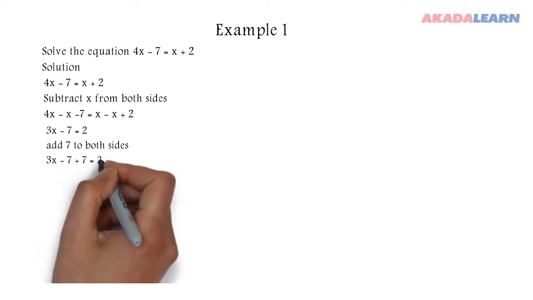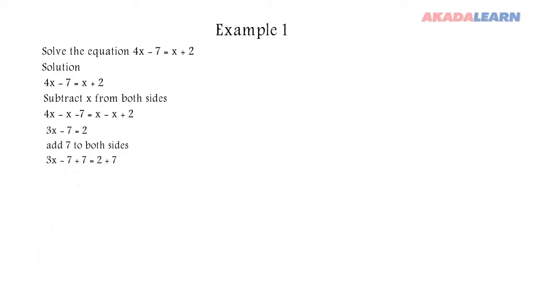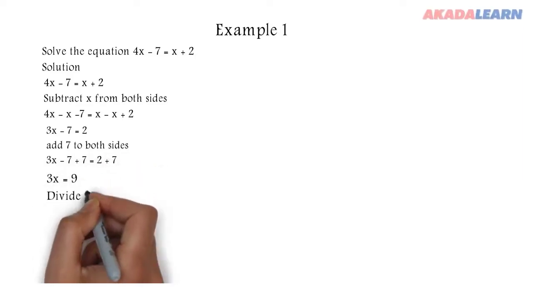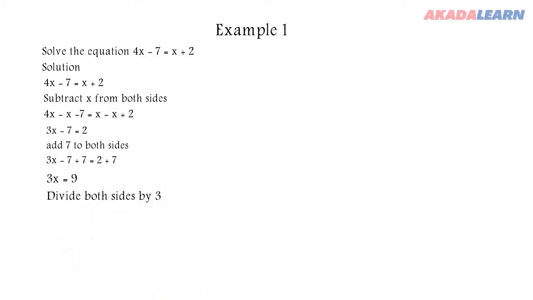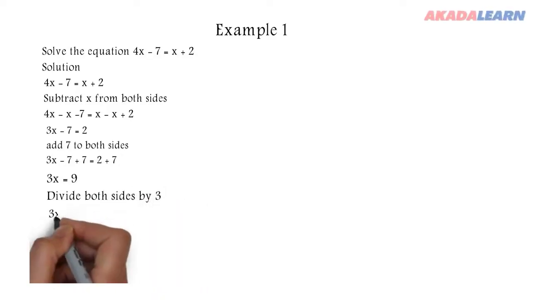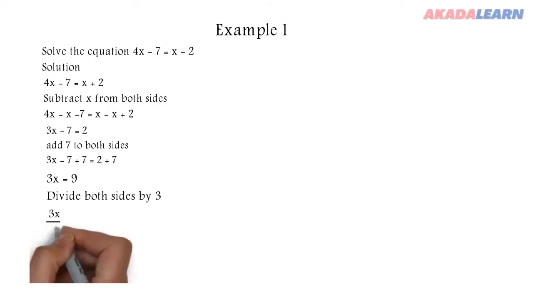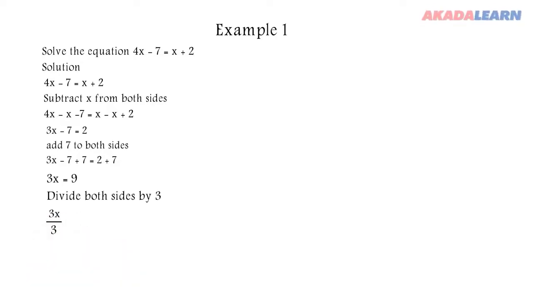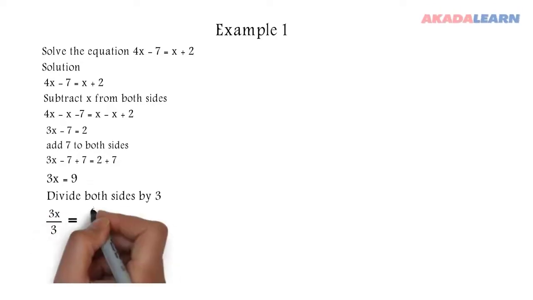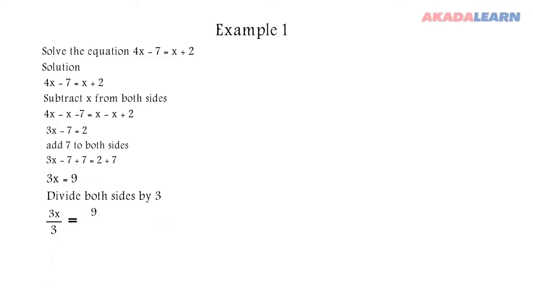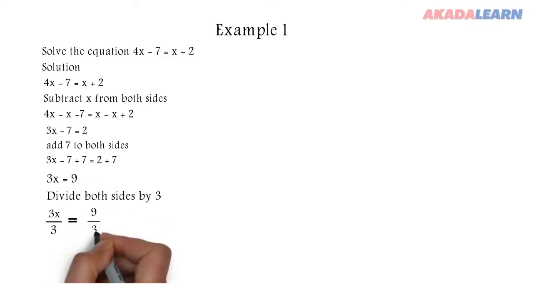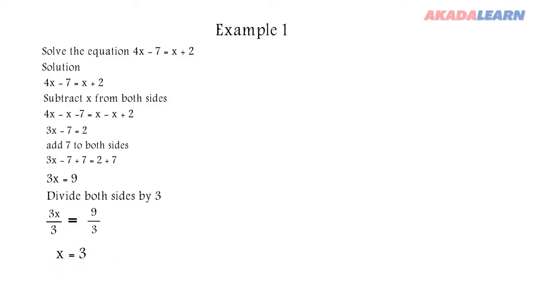So when we do that, we have 3x equals 9. To make x stand alone, we divide both sides of that equation by 3. So 3x over 3 is equal to 9 over 3, and that simplifies to x is equal to 3.